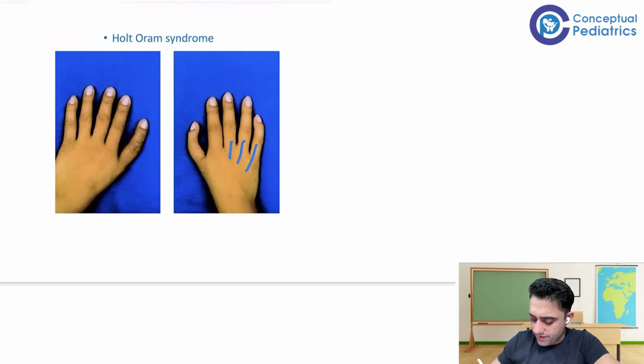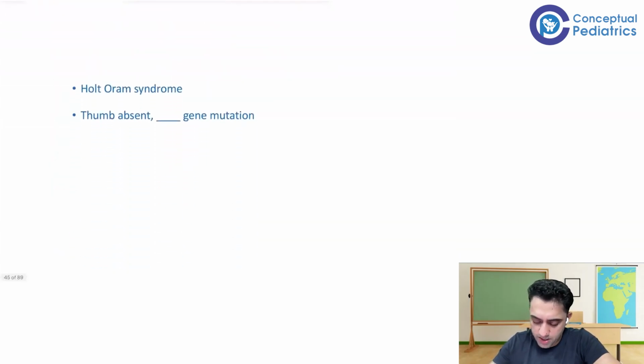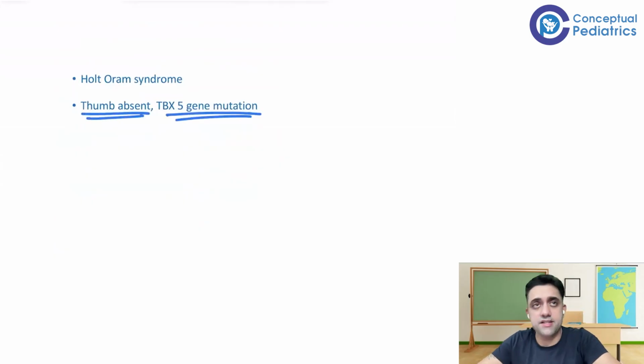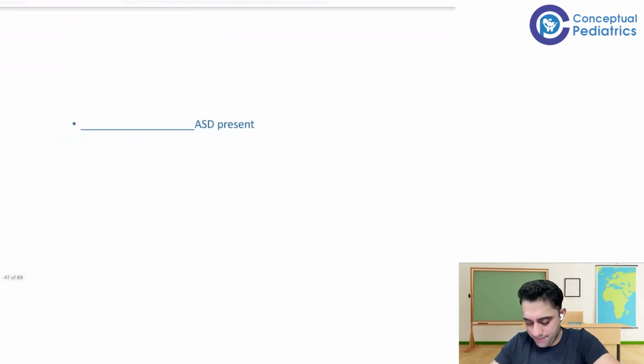It's almost like five fingers. One, two, three, four, five. It does not have a thumb. That's the absent thumb. That's the strange part. This is number one, thumb is absent, and number two, it is TBX5 gene mutation, and thumb is absent.